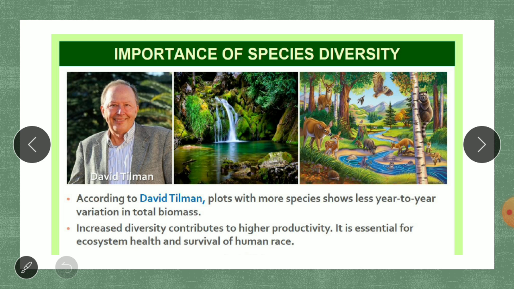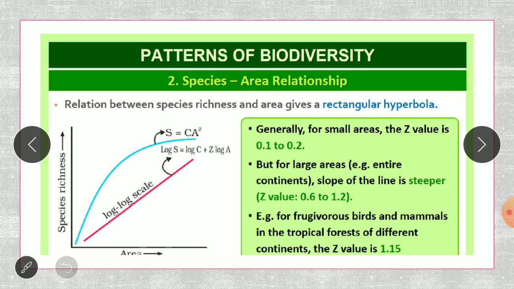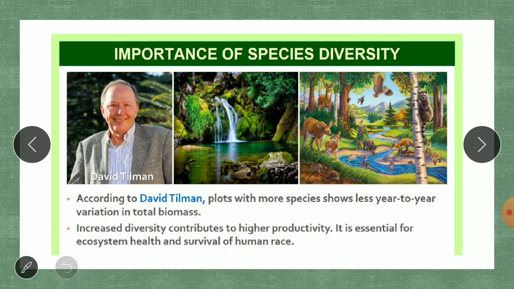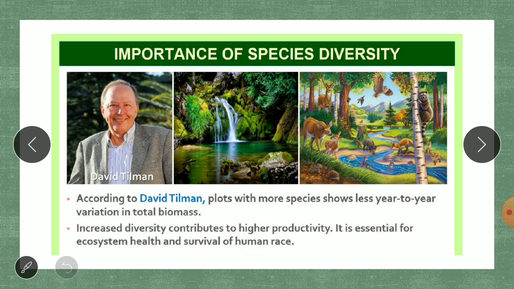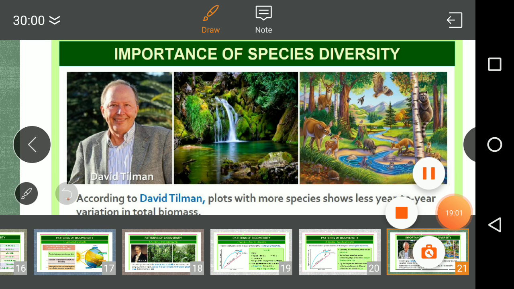This much you remember. So this is about the patterns of biodiversity, that is latitudinal gradient and species area relationship. In the next class, we will be studying the importance of species diversity and the reasons for loss of species diversity. So this much is enough for today. In my next video, let us see about the importance and the loss of biodiversity.